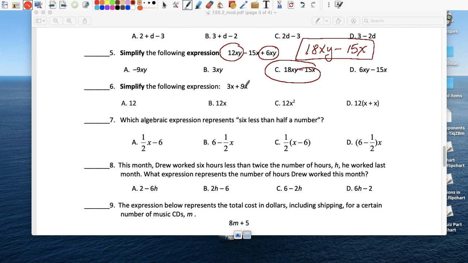Simplify the following expressions. 3x plus 9x. Give me a break. Guys, we're adding, right? So we just combine the coefficients, right? So 3 plus 9 is 12x. If that was 3x times 9x, then we multiply the coefficients, we get 27, and then we multiply the variables, and that would be x squared, right? But we're not, we're adding, so careful.